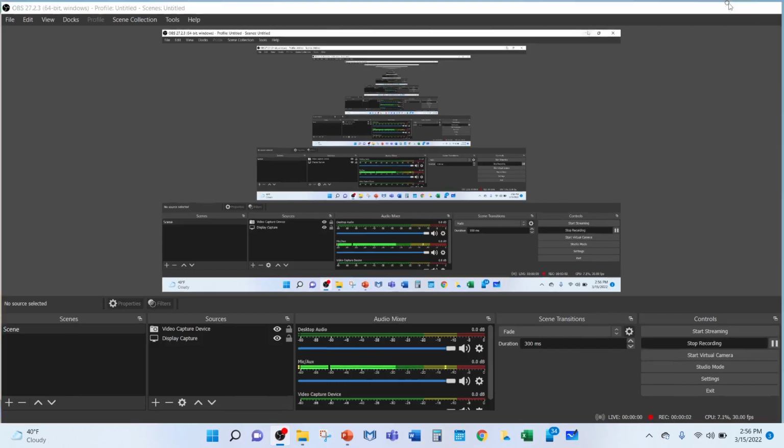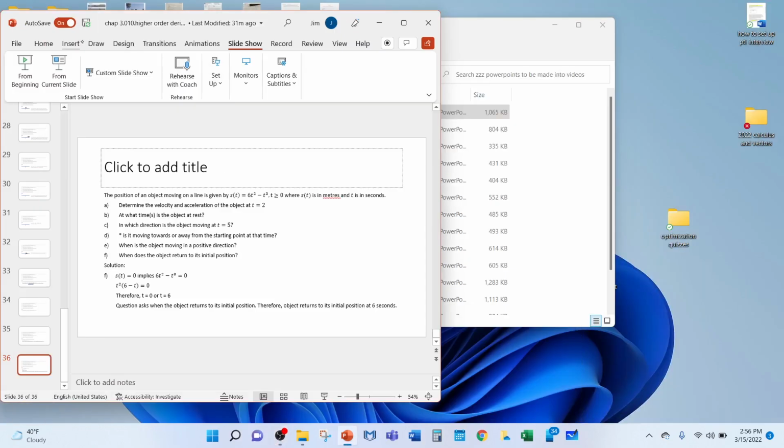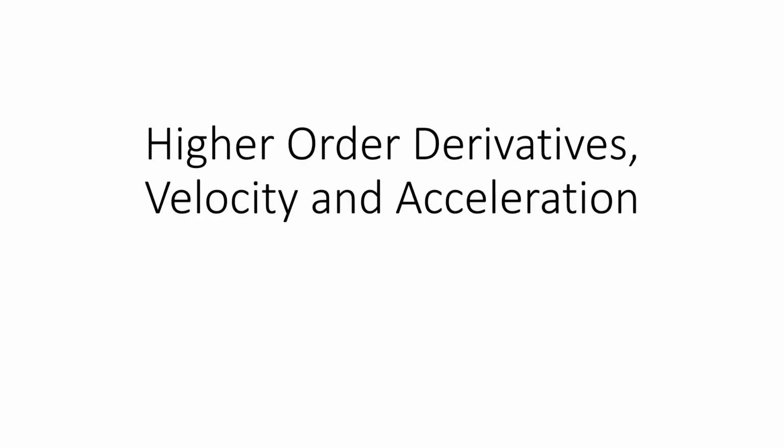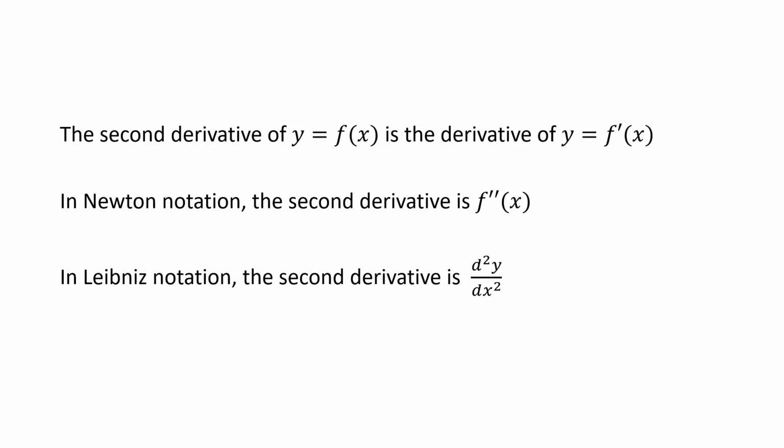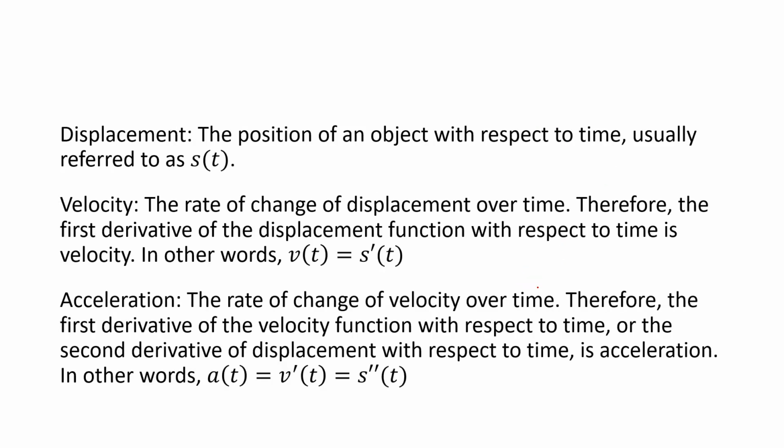In this video, we're going to talk about higher order derivatives and velocity and acceleration. The second derivative of y equals f of x is the derivative of y equals f prime of x. So in other words, we determine the first derivative, then we determine the derivative of that to get the second derivative. In Newton notation, which we tend to use more often in this video, the second derivative is expressed as f prime prime of x. In Leibniz notation, we refer to the second derivative as d2y over dx squared.